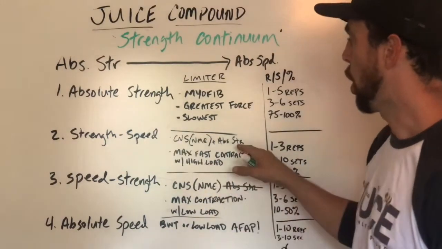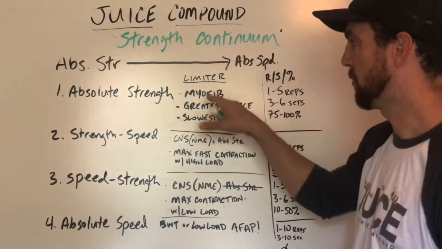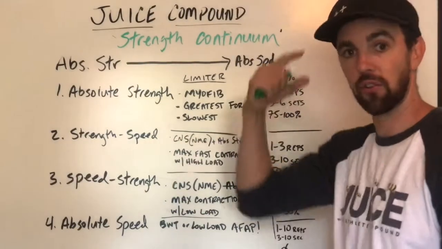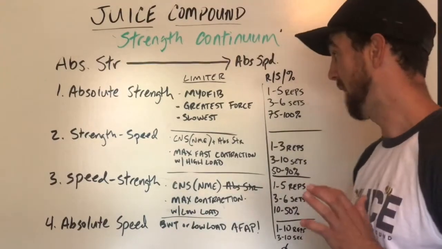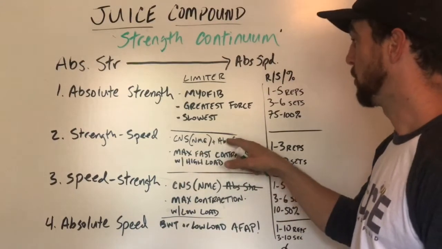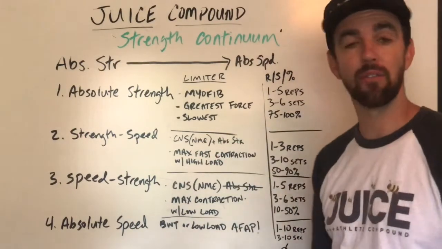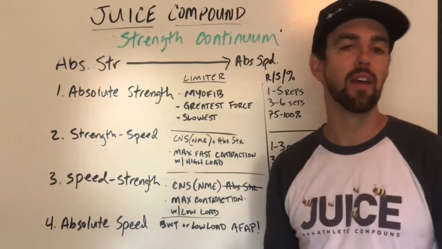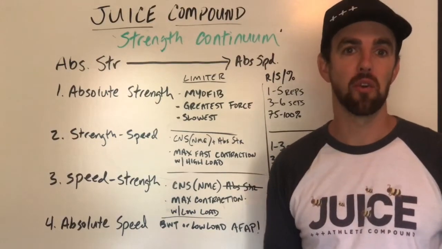Strength speed movements are built on absolute strength. So you see the limiter here is your central nervous system. We have to move these lifts faster, right? But it's also limited by the base you have. So again, if someone's deadlifting 200 pounds, it's going to be really difficult for them to clean 200 pounds, right?